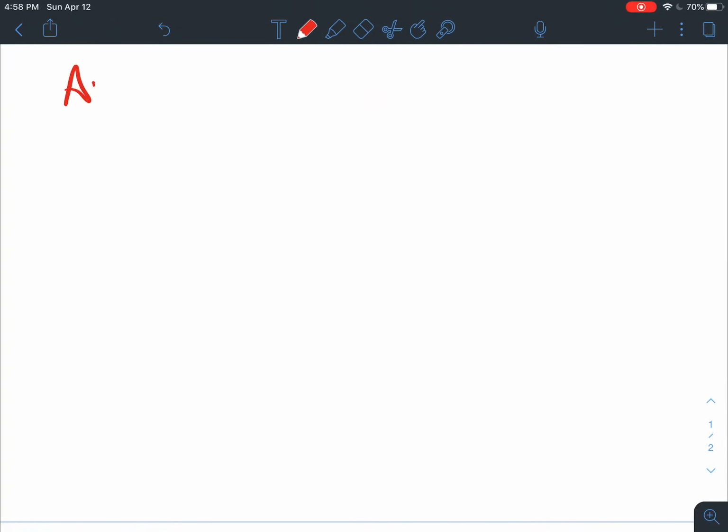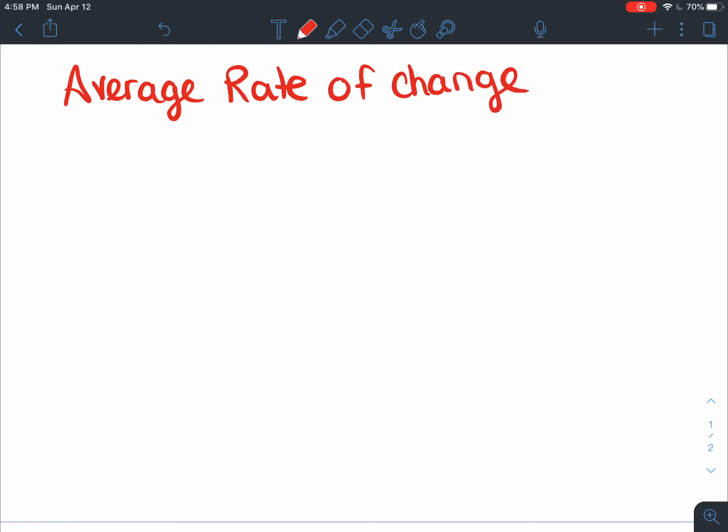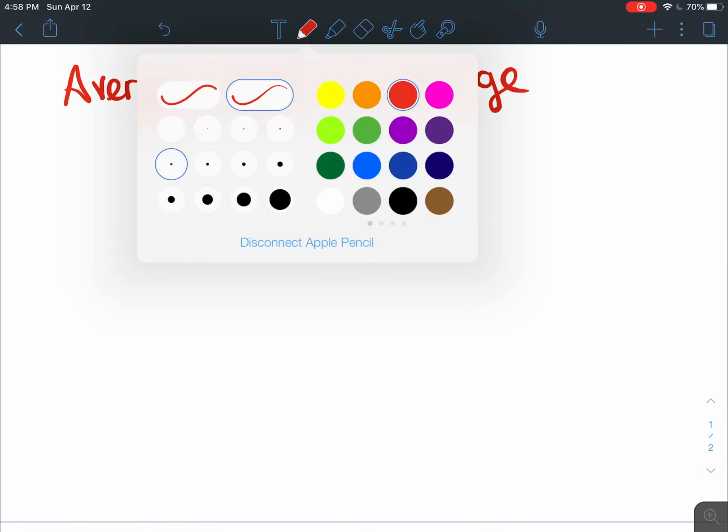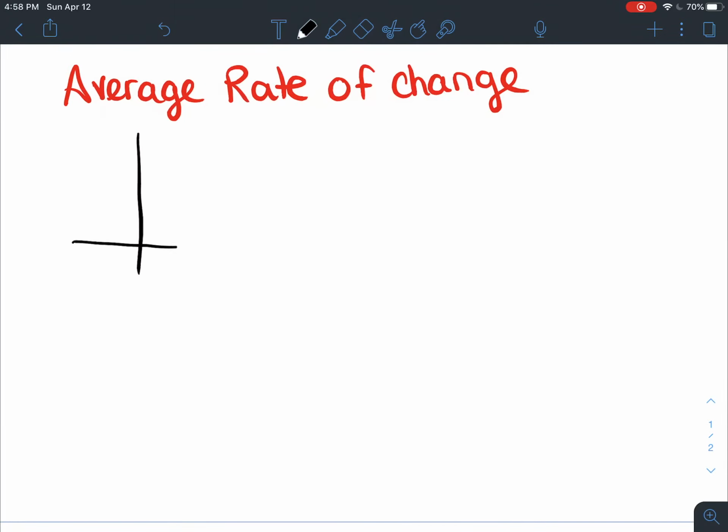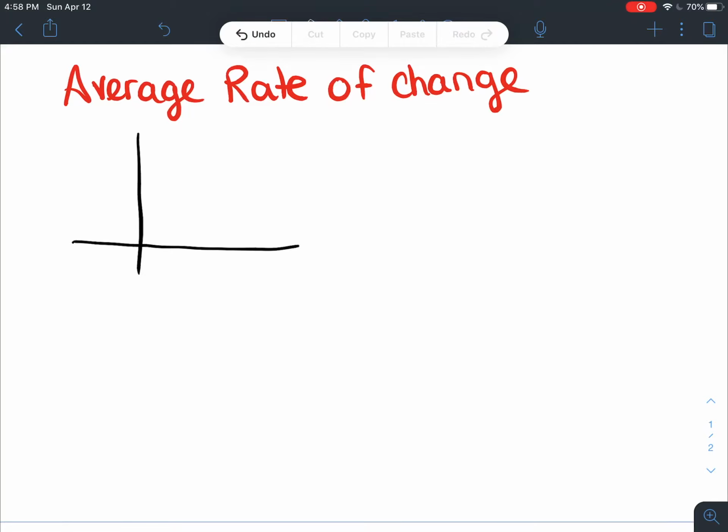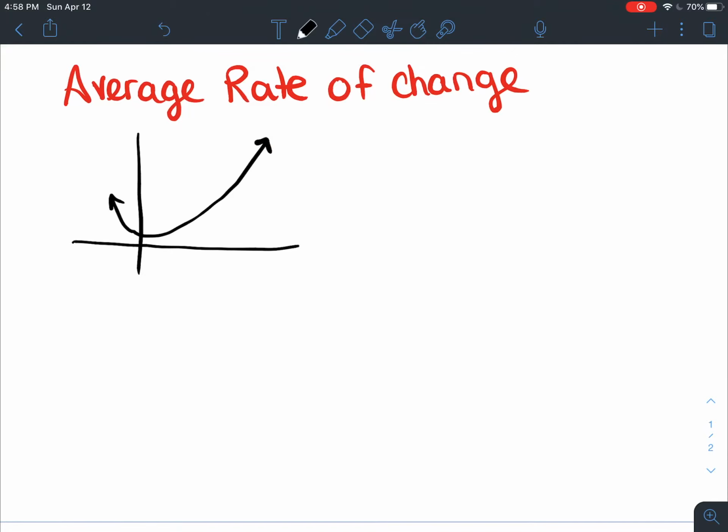Let's actually just talk about average rates of change. Average rate of change. Okay, so for our average rate of change, let's take a graph that looks like this, with a curve that looks like that. And let's just draw two points on our curve. We want to figure out what the rate of change is between point P and point Q. What's the average rate of change?